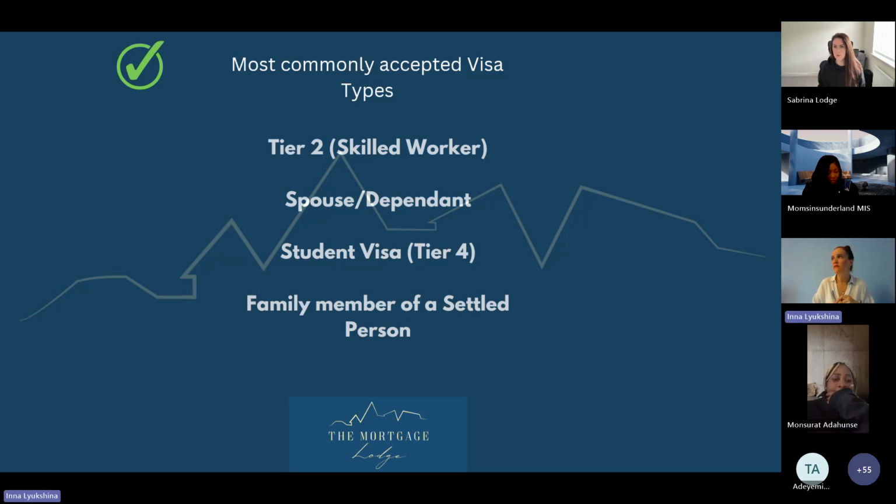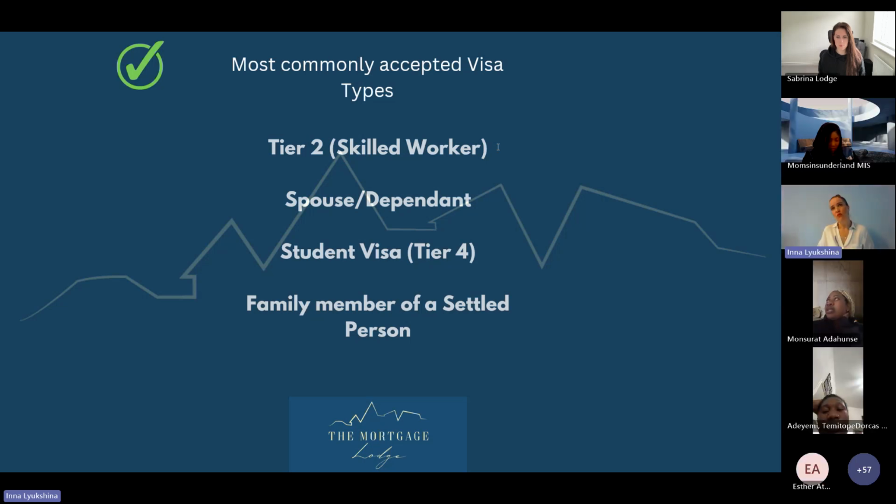Now, obviously, there are other visas that, again, I'm not going to go into, and they are just not accepted by lenders for whatever number of reasons. It could be because there is uncertainty of how long the person will be staying in the country, or some other restrictions that lenders are not happy to take on board.